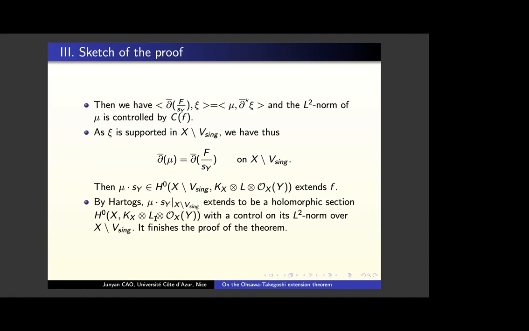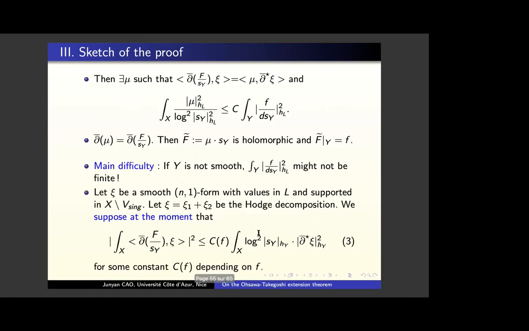But as we have already emphasized several times, since Y is simple normal crossing, the singular locus is of codimension 2. Therefore, by Hartogs, we know that this holomorphic section can be extended to a holomorphic section on the total space, with effective control on its L2 norm. So that finishes the proof of our theorem.